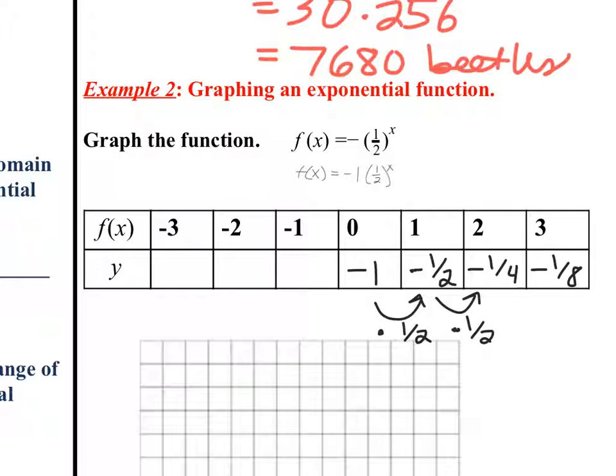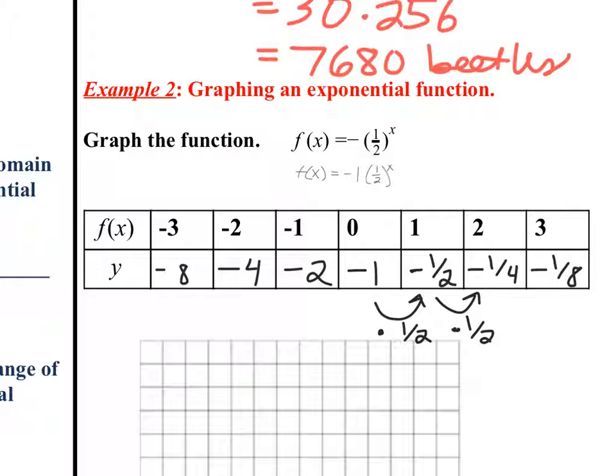So going the other direction, you would be dividing by 1/2 or multiplying by 2. So it should be doubling, obviously, going the other direction. We're going to keep the pattern going, so you should have negative 2, right? Negative 4, negative 8. Because we're dividing by 2 going to the right, or multiplying by 2 going to the left.